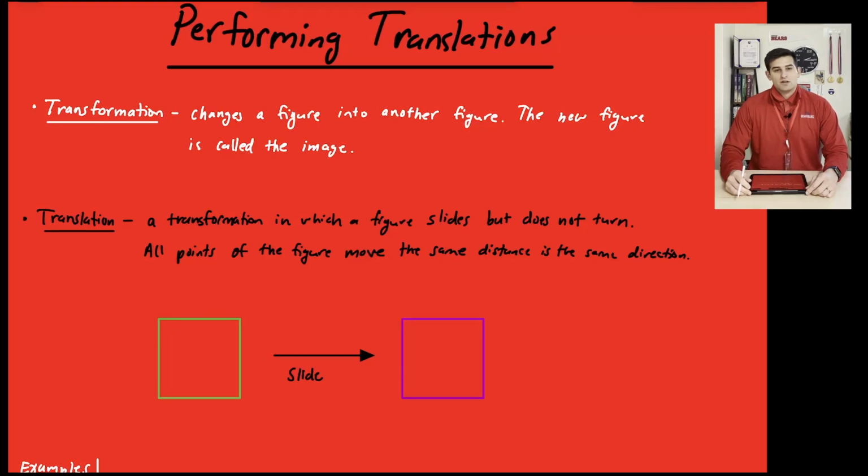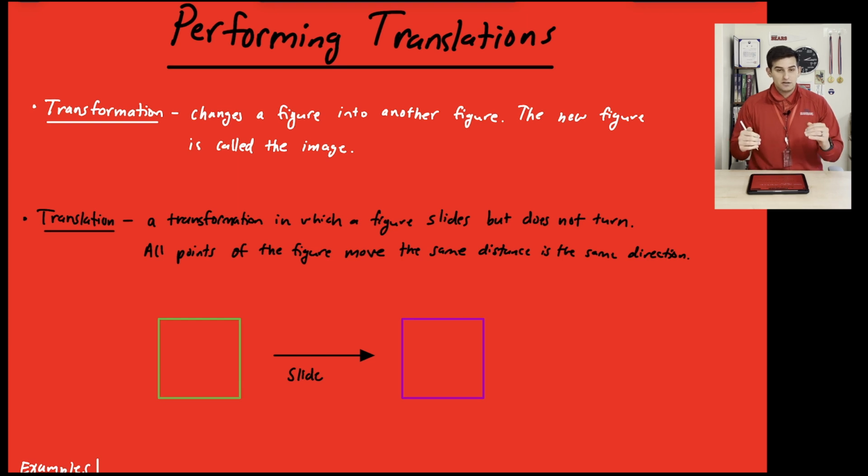Hello everyone, in this video we're going to talk about performing translations. So we'll talk about what a translation is, what a transformation is, and then how we actually perform a translation. First of all, a translation falls under a larger umbrella called transformation. There are four or five different transformations. There are transformations of shapes, and there are transformations of functions that you'll look at in algebra, going forward from there.